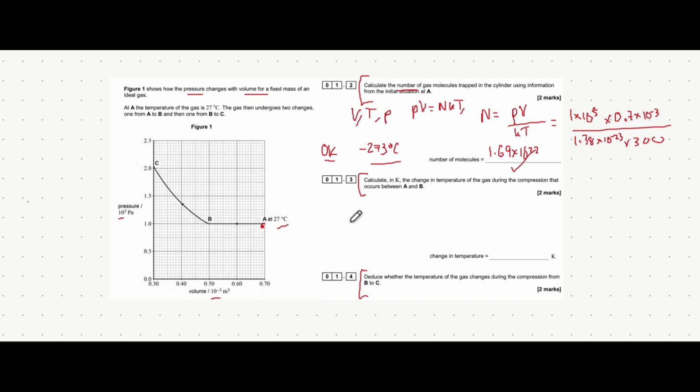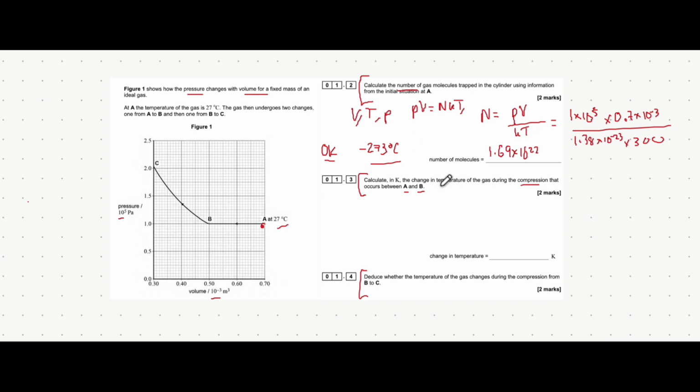Perfect. Let's now move on to the next part of the question, which says calculate in Kelvin the change in temperature in the compression between A and B. So what's different between A and B? Because it's still at that same temperature. Sorry, not at that same temperature, it's at that same pressure. Well, the volume is what's different.